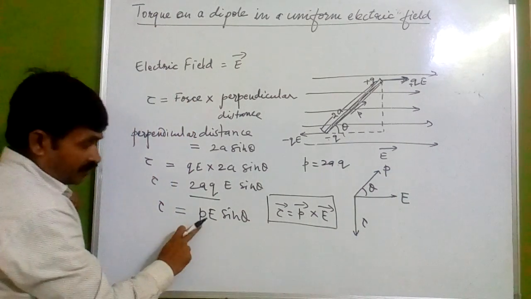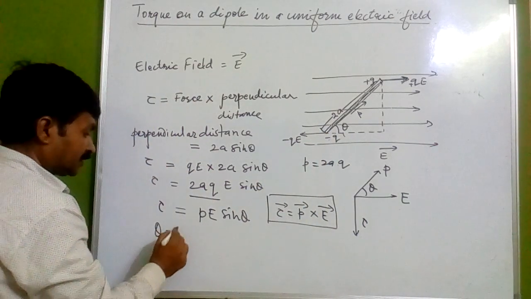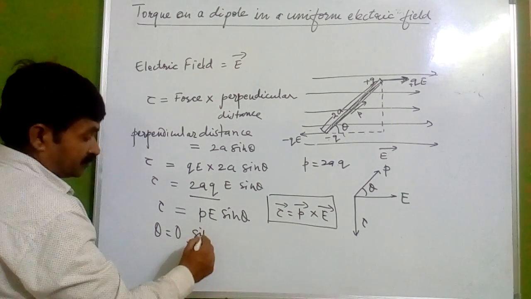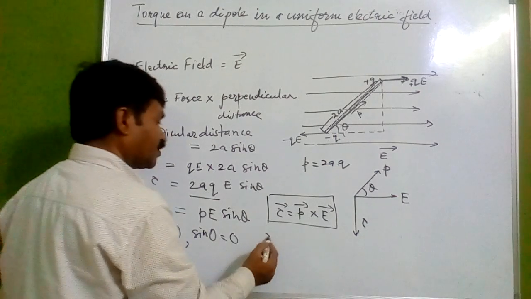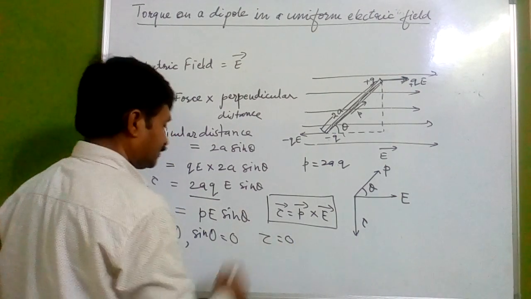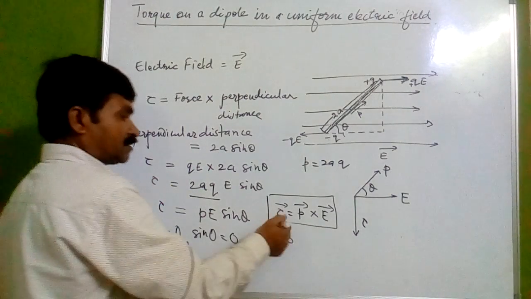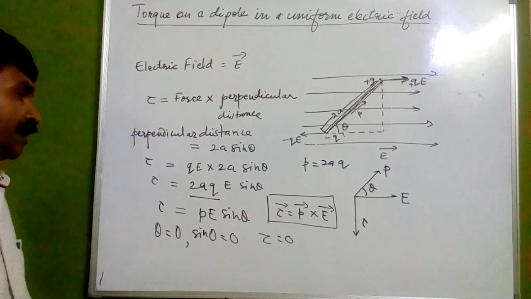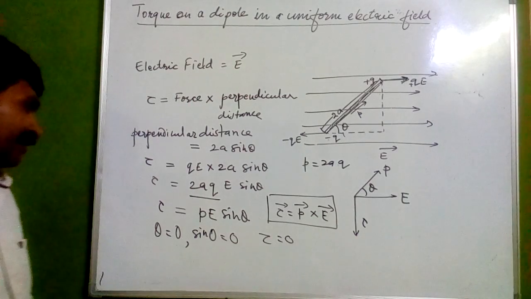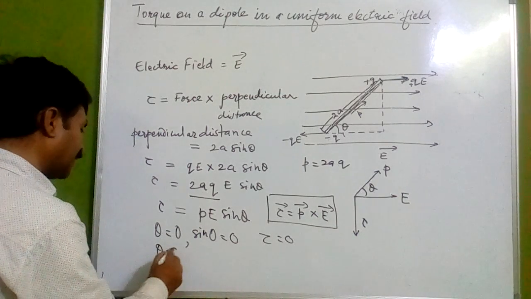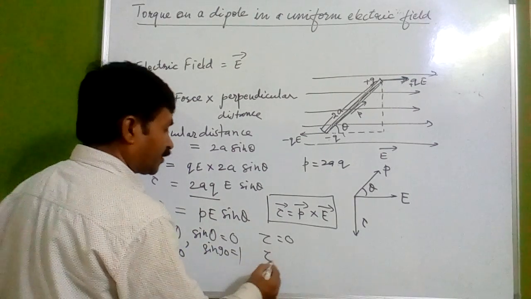Now see here, if this angle theta is going to be 0, what will happen? Sin 0 is 0, and when sin 0 is 0, the torque is going to be 0. Tau is equal to pE sin theta. Torque is also a vector quantity, given by the cross product of dipole moment and electric field. If theta is 90, sin 90 is equal to 1 and the torque is going to be the maximum, pE.